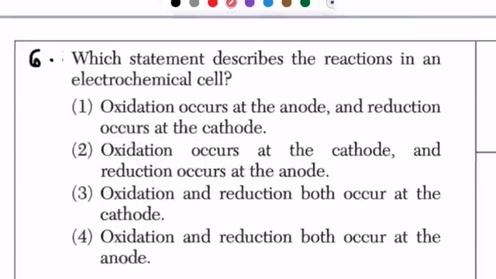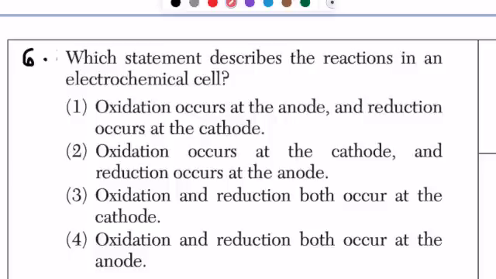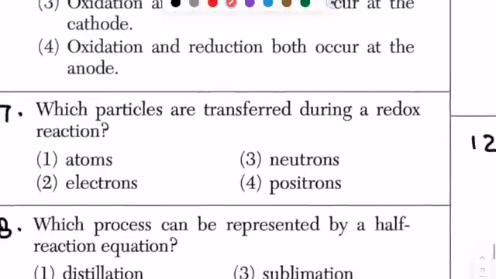Which statement describes the reactions in an electrochemical cell? So the oxidation is always at the anode and the reduction is always at the cathode. So remember the acronym that we used for this, An Ox and Red Cat. So oxidation at the anode, reduction at the cathode.